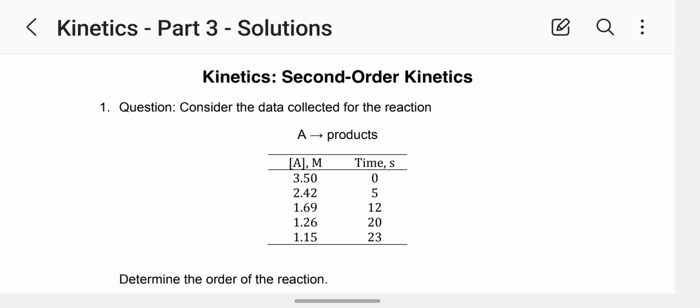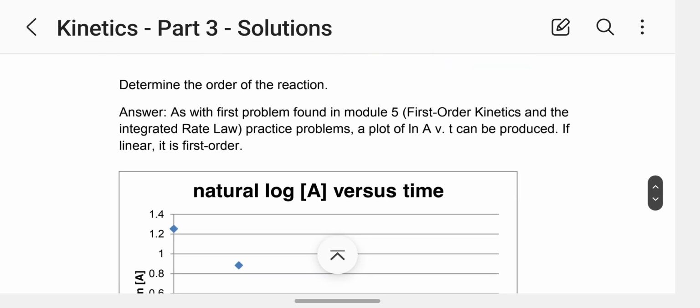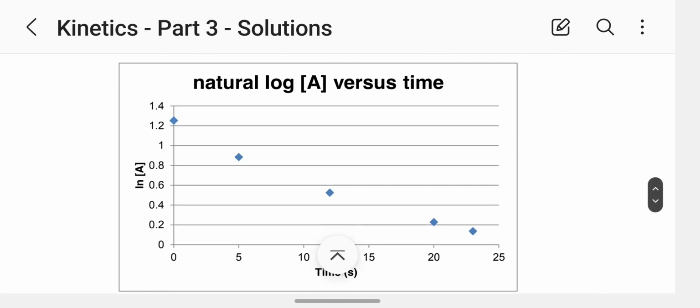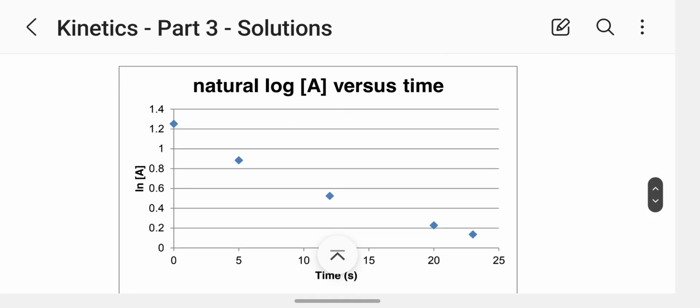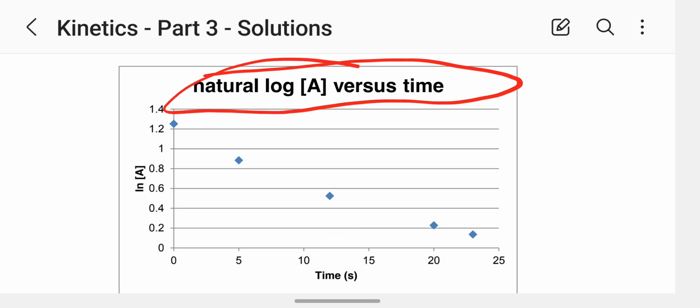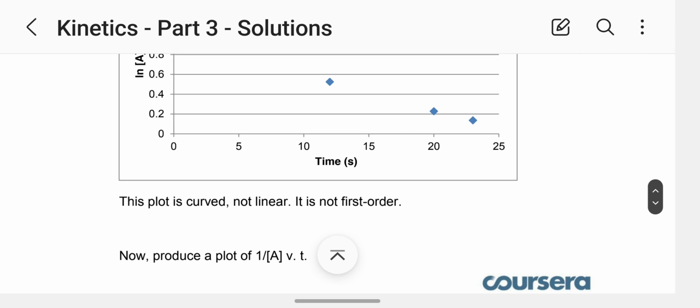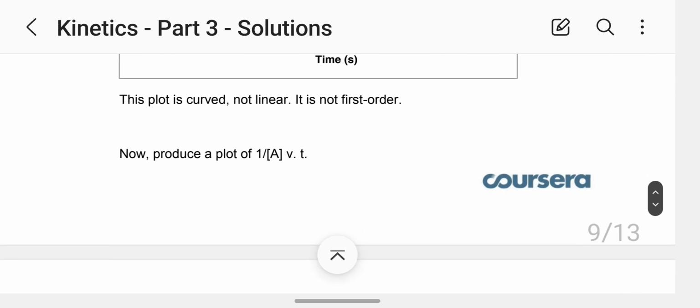Alright, as with the first problem found in Module 5, First Order Kinetics and Integrated Rate Law Practice Problem, the plot of natural log of A versus time can be produced. If linear, it is first order. Then natural log of A versus time, in which we have 1.4, 1.2, 1, 0.8, 0.6, 0.2, etc. The plot is curved, non-linear.